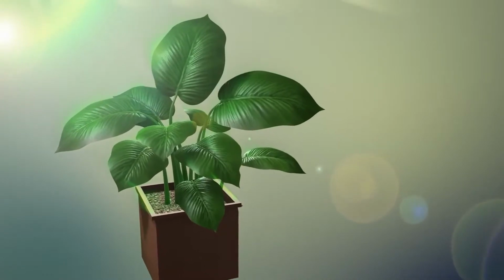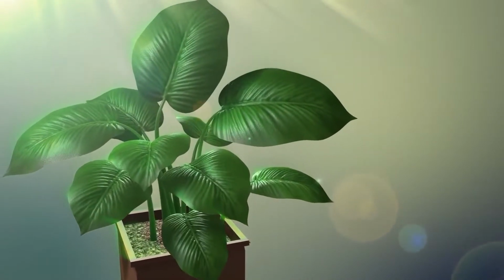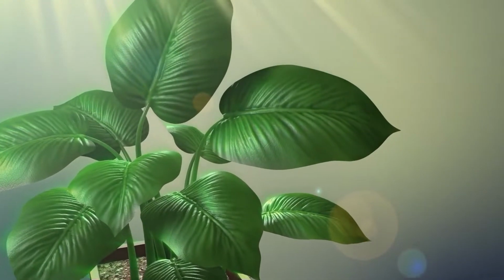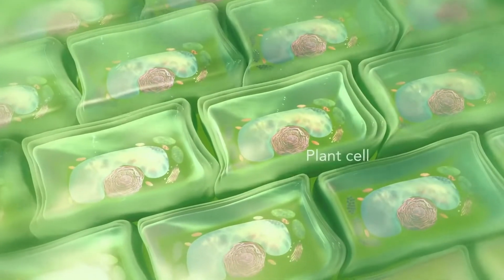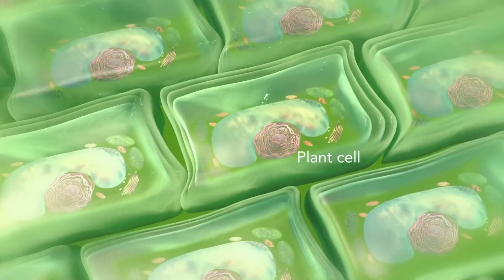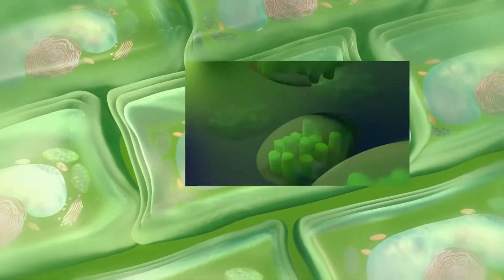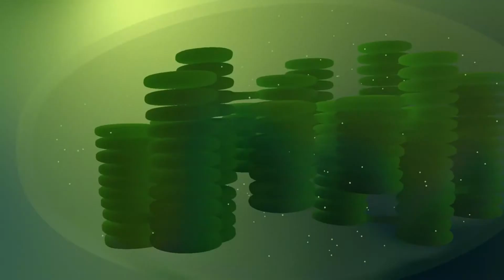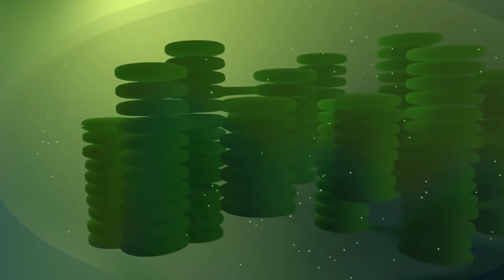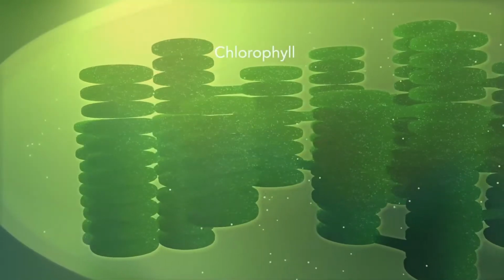Some organisms, such as plants, that are photoautotrophic, meaning they capture sunlight for energy, have cells with an organelle called a chloroplast. The chloroplast is where photosynthesis happens. It's green because it has a green pigment called chlorophyll.